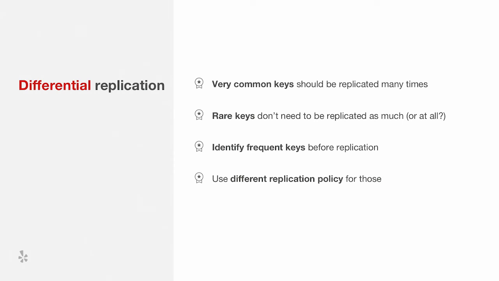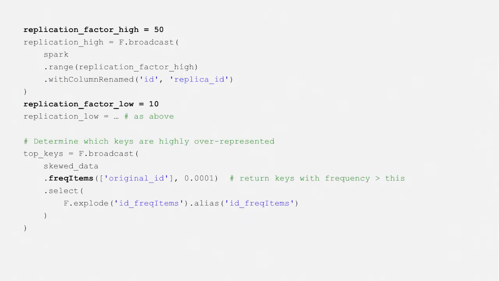So you can do something I call differential replication. I don't know if there's an established term for it in the databases literature or whatever, but effectively, if you can pre-identify which are the very frequent keys, you can use a different replication policy for those than you do for the rest of them. And you can do that in Spark relatively efficiently because of this freqItems operation. And that actually uses an approximate data structure.